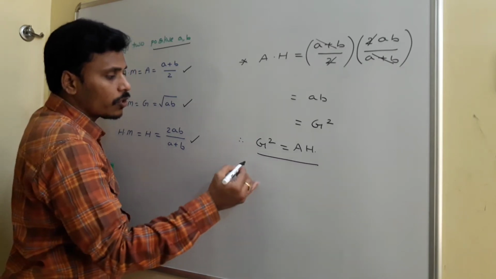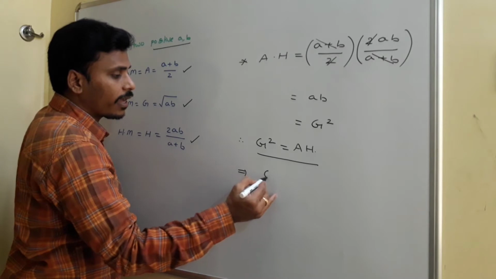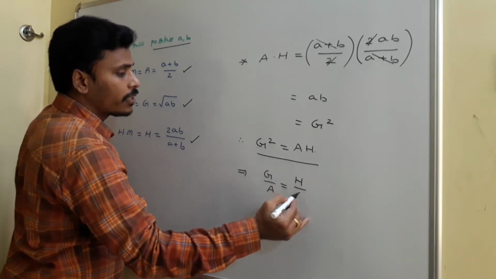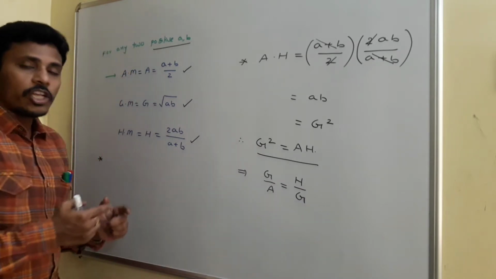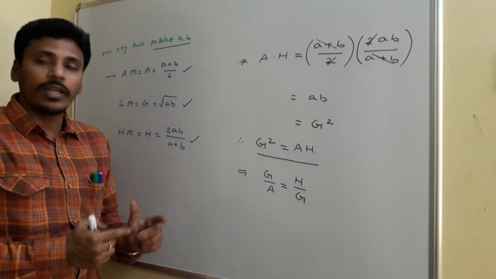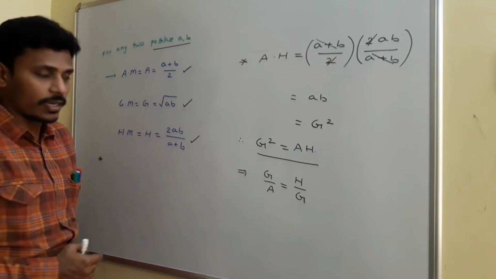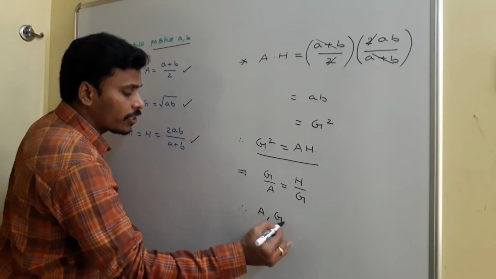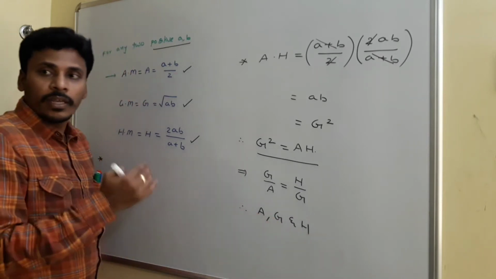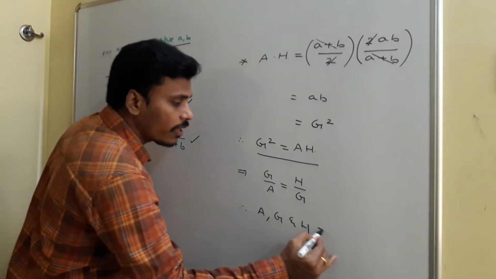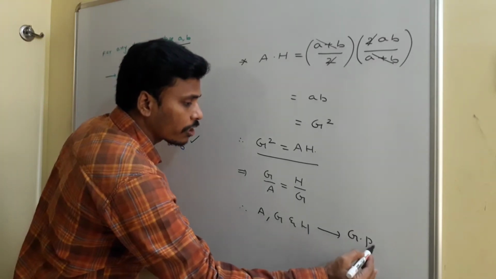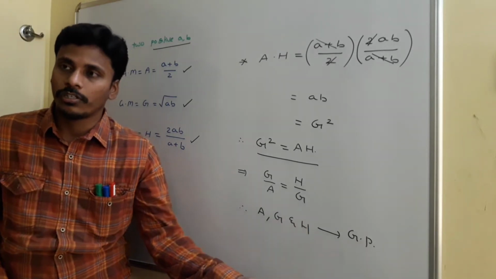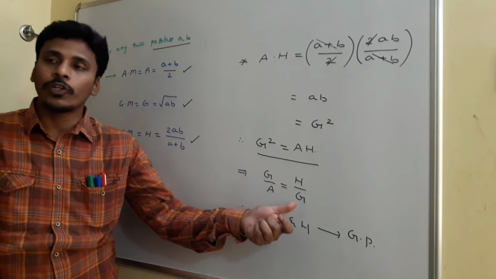Since G square is equal to AH, we may rewrite it like this: G/A is equal to H/G. Have a look at this. The ratio between G and A as well as the ratio between H and G are both the same. So from there we can conclude that A, G and H, look at this, all together will form a geometric progression here. I will say that A, G, H forms a geometric progression. Why? Because G/A is equal to H/G.